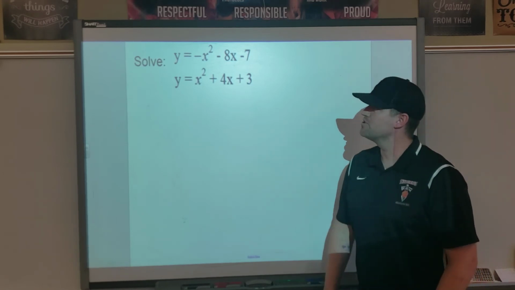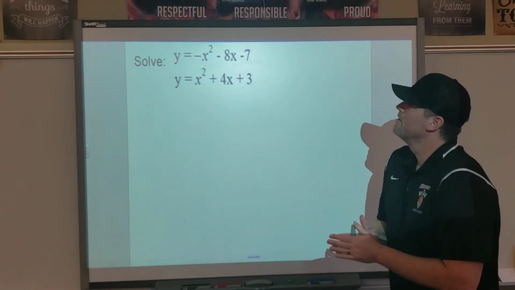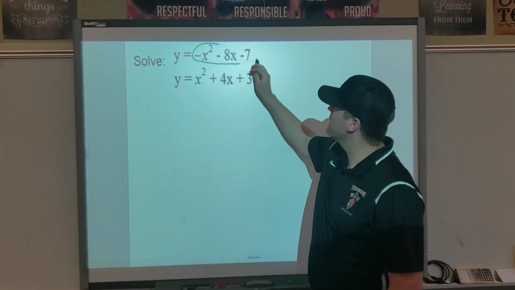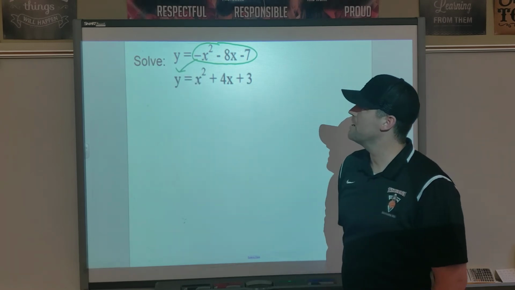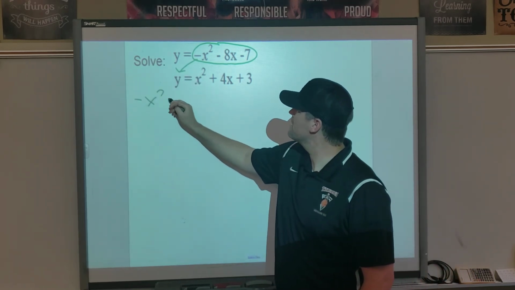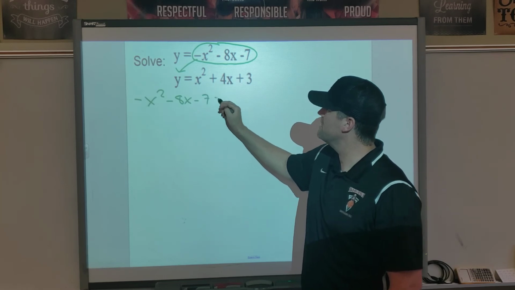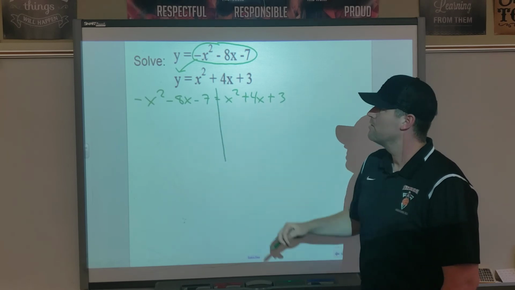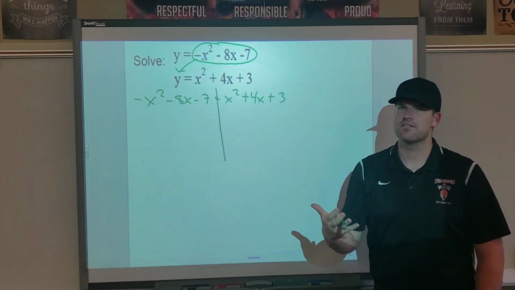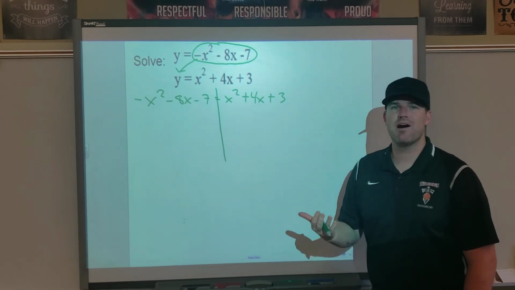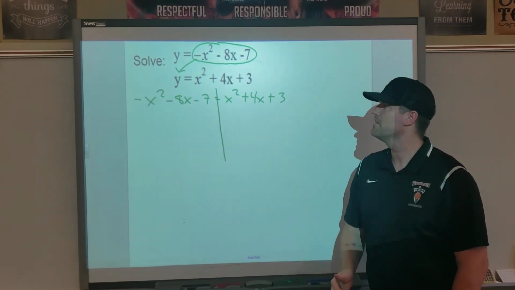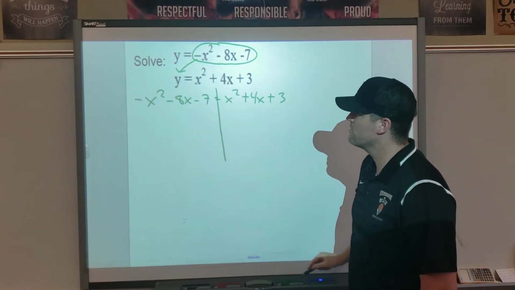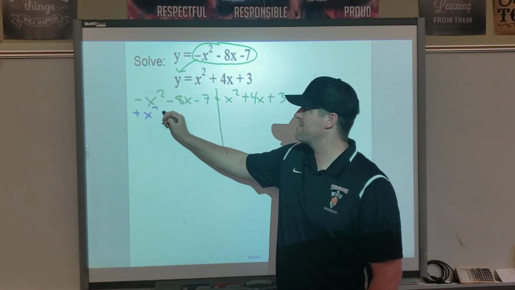All right, last question for the week. One more system of quadratics. I'm going to take one equation and plug it in for the y of the other. -x squared minus 8x minus 7 equals x squared plus 4x plus 3. What do I want one side to equal? 0. Do I want my x squared to be positive or negative? Positive. So I'm going to get rid of my smaller x squared. So I'm going to add x squared, and we'll make the left side equal to 0.